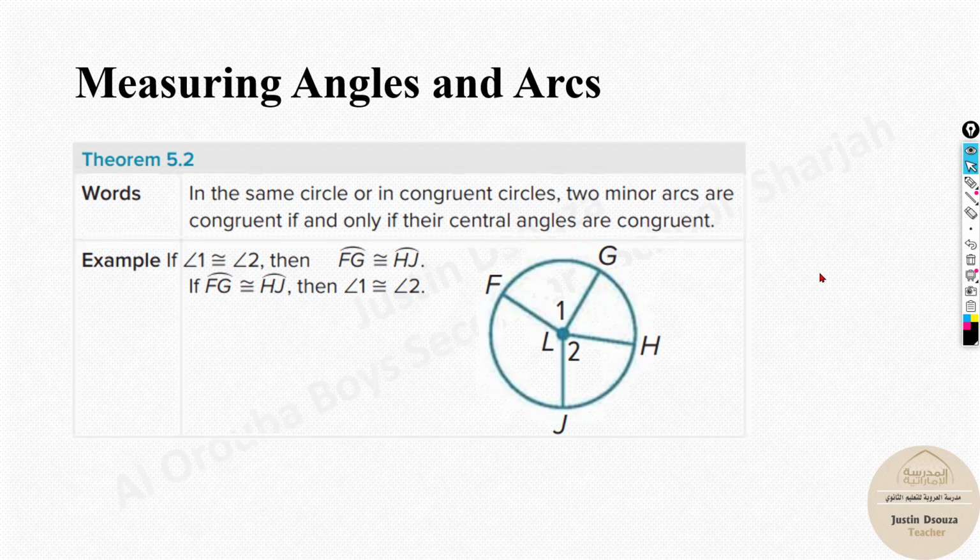Now let's look into a couple of theorems. Here we have a circle and you can see there are some angles mentioned, say for example, this angle 1 and this angle 2. If these two angles are equal, then this arc and this arc must be equal. And if these arcs are equal, then these two angles are equal. It's very self-explanatory. There's nothing much in this.